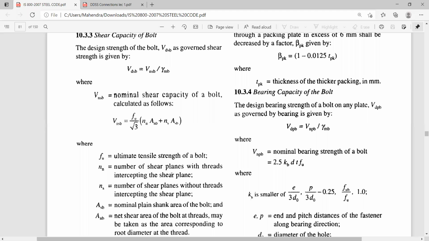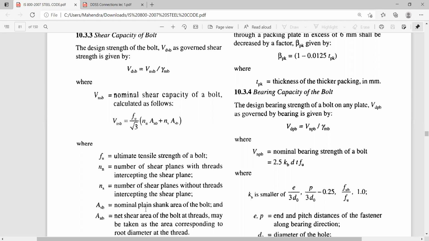And NN is the number of shear planes with threads intercepting the shear plane. The number of threads that intercept the shear plane will be NN. Mostly the value of NN will always be either 1 or 2, depending upon how many shear planes there are with the threads. And NS is the number of shear planes without threads intercepting the shear plane. So always you have to consider the value of NS as 0. NS will always be 0.